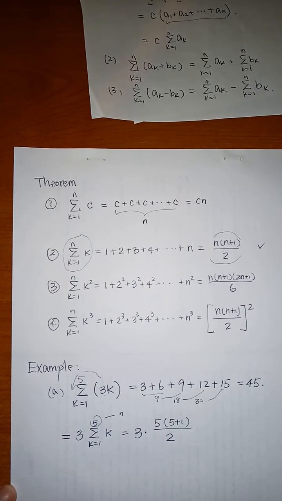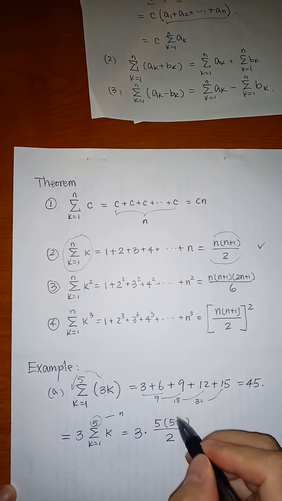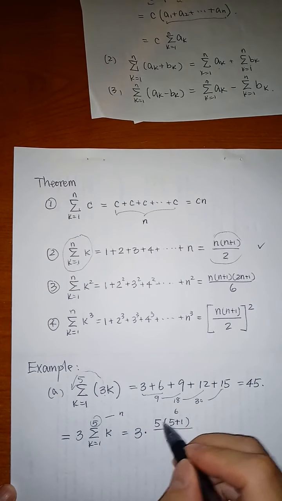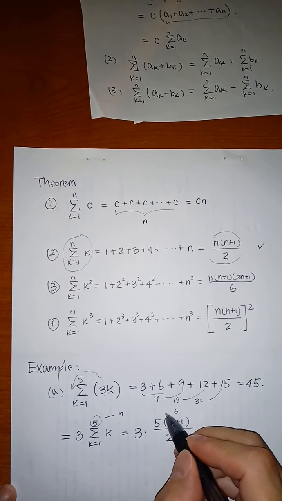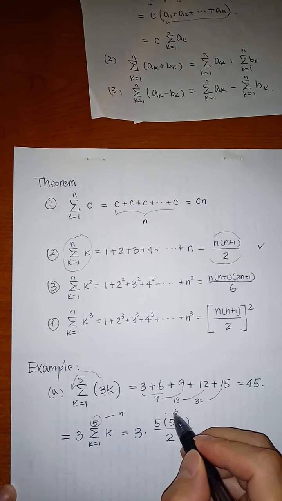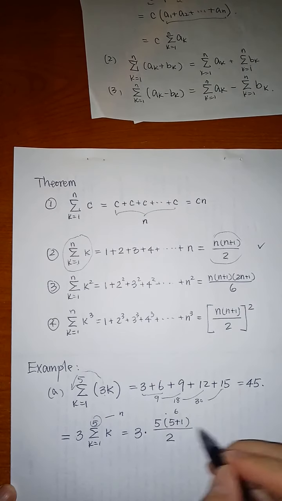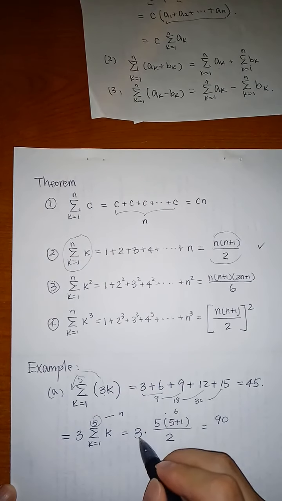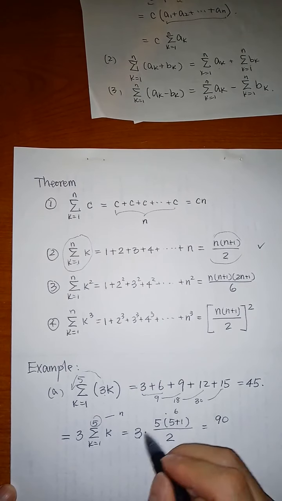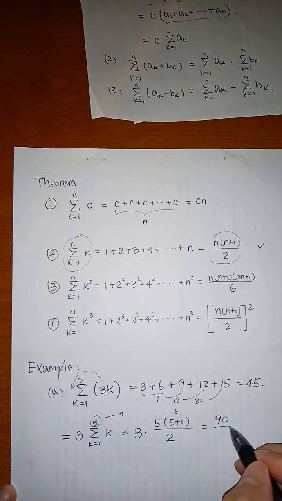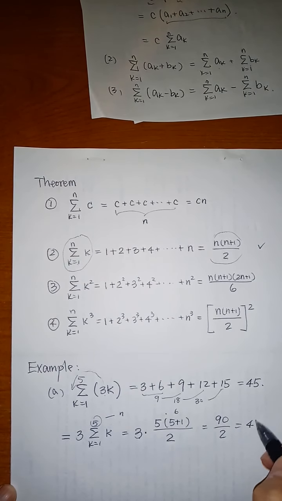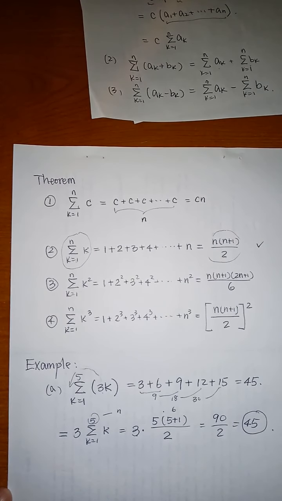5 plus 1 is 6. 6 times 5, the product is 30. 30 times 3 is 90. Check here: 3, 5, 6, the product is 90. 90 over 2 is 45. Right? So sigma k from 1 to 5, 3k is 45.